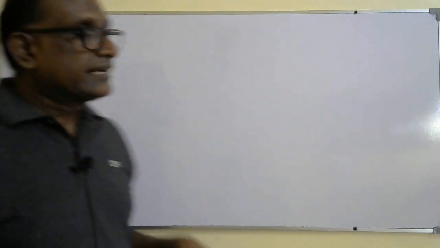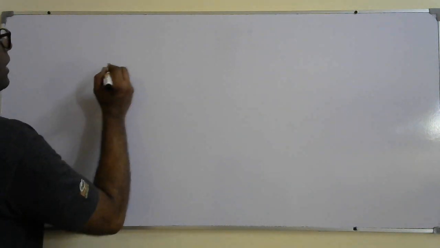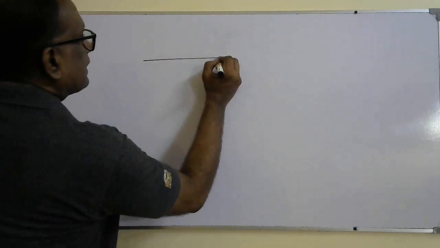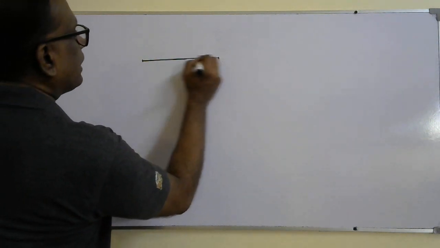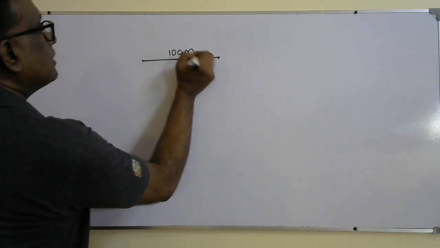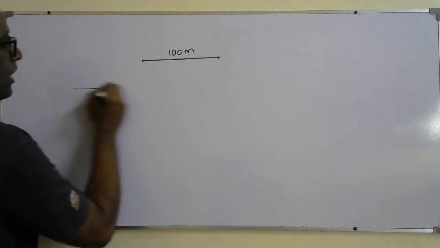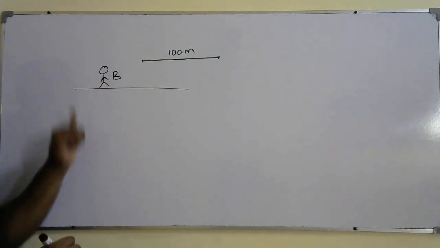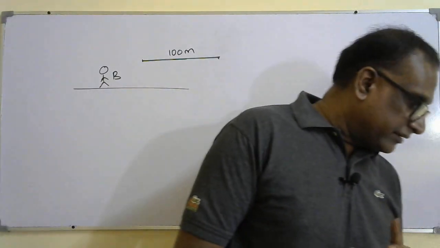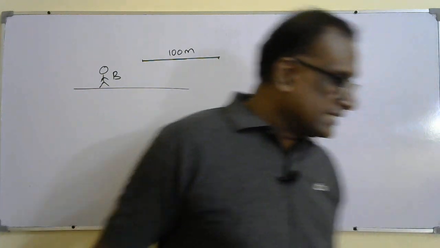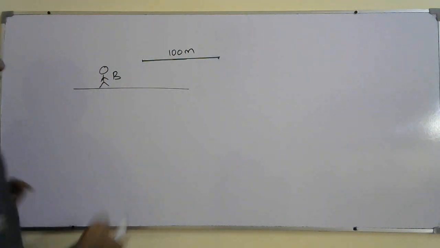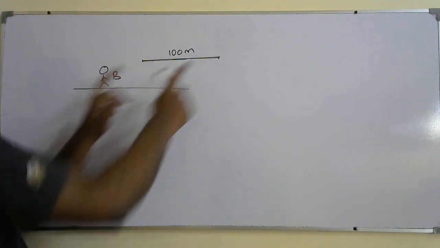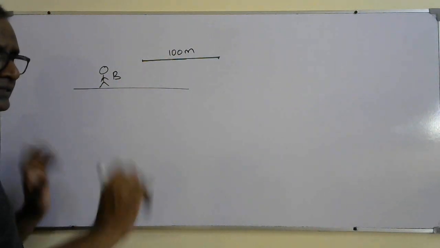Okay, so length contraction means, imagine there's a metal rod that has a length of 100 meters. There's an observer on the ground, B. The rod is at rest and the observer is also at rest. So when he measures the length, both are at rest. When he measures the length of this rod, he will measure it as 100 meters, nothing wrong.